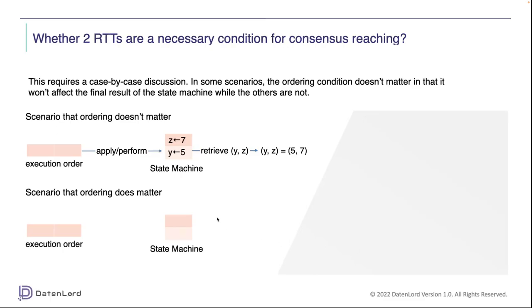Now let's consider an example where ordering does matter. Assume that a user issues put Z 7 followed by put Z 5 to the cluster. After applying these commands, retrieving the value of Z from the state machine yields Z equals 5. However, if we swap the execution order of these commands, upon retrieval we will find that Z equals 7 in the state machine. This outcome contradicts our initial expectations. It's not difficult to imagine that in such cases, relaxing the order constraint could lead to different nodes in the cluster having different values, thereby compromising final consistency.